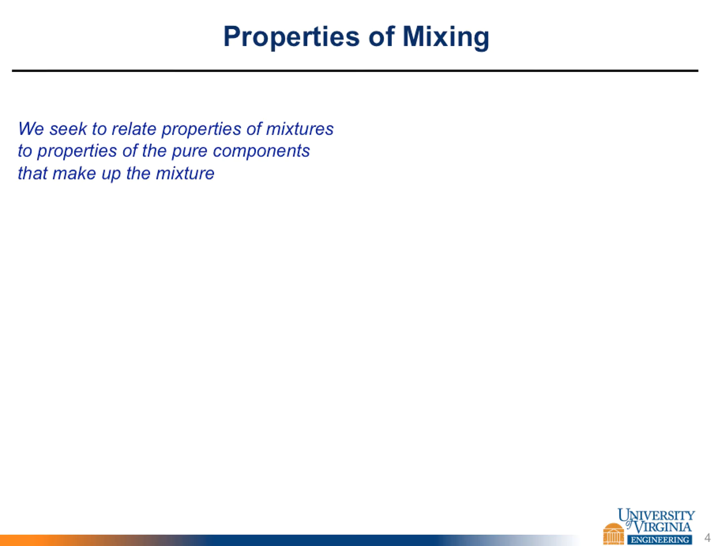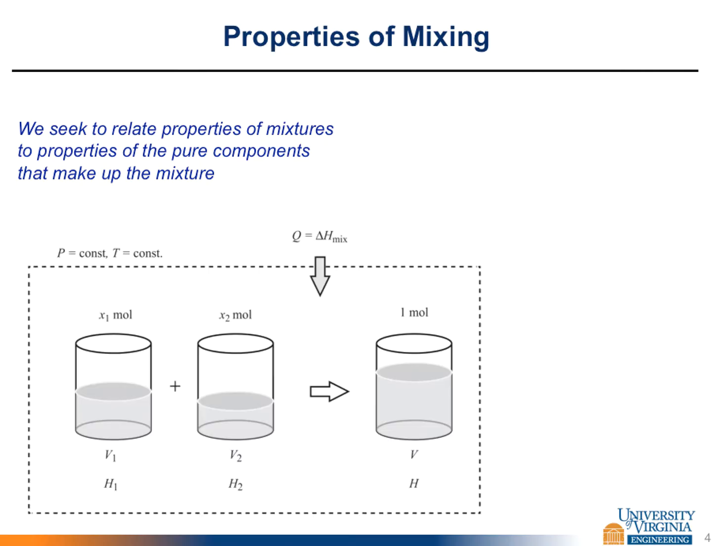So a common theme in mixture thermodynamics is that we often seek to connect the properties of the mixtures to the properties of the pure components that make up the mixture. We'll consider a process where we seek to make 1 mole of a solution from components 1 and 2. Components 1 and 2 each have a volume and an enthalpy associated with them, and the final mixture has some volume and enthalpy associated with it. If we want to do the mixing process at constant temperature and pressure, we may need to either add or remove heat from the system due to the enthalpy change upon mixing, and this is listed here as a delta H mix term.